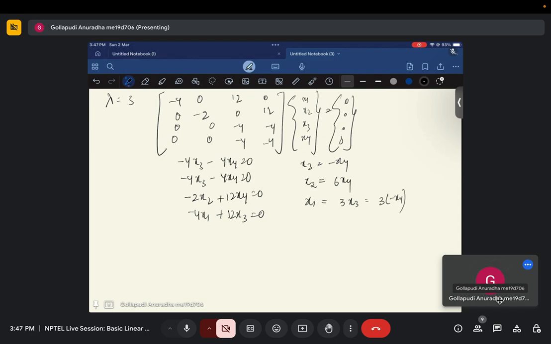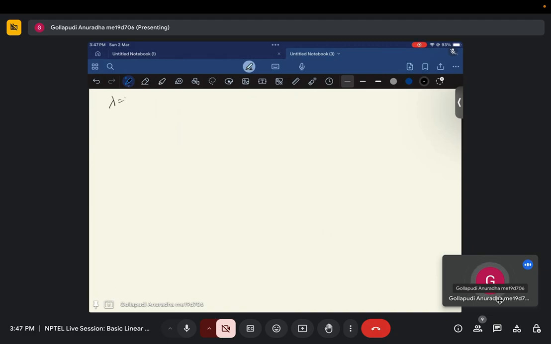Okay, so suppose I take x4 as an arbitrary constant t, then I can write it as x1 will be minus 3, x2 will be 6, x3 will be minus 1, and x4 is 1. So this would be your eigenvector for lambda equal to 3. So similarly lambda is equal to 4.